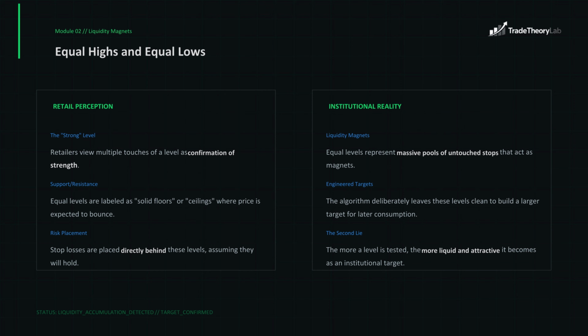The same applies to equal lows. They're not a floor, they are a target. When you see clean, equal lows, you should not be looking to buy. You should be waiting for the inevitable raid on the sell-side liquidity that lies beneath them.